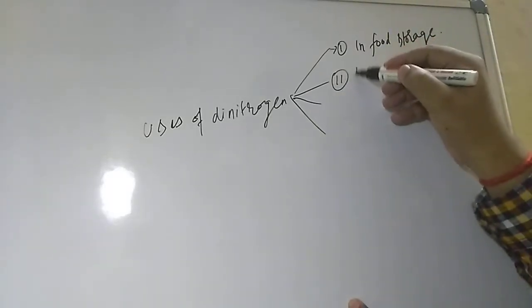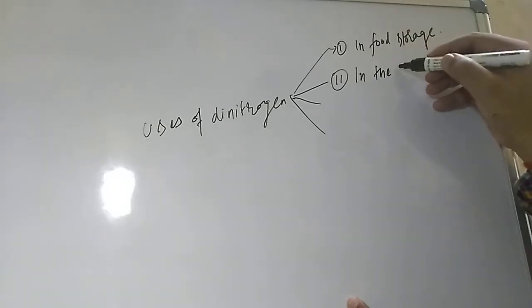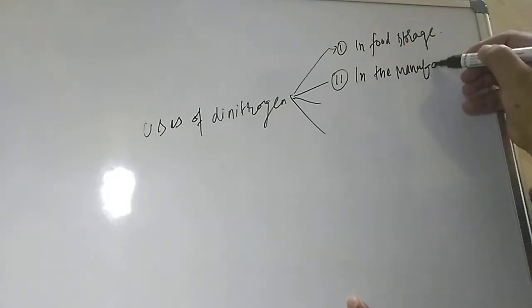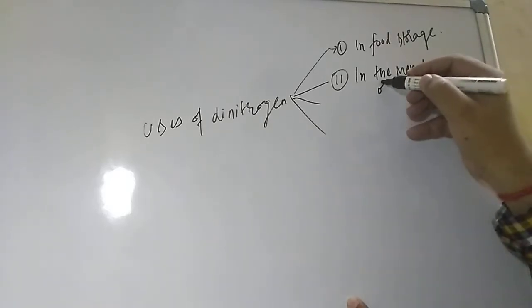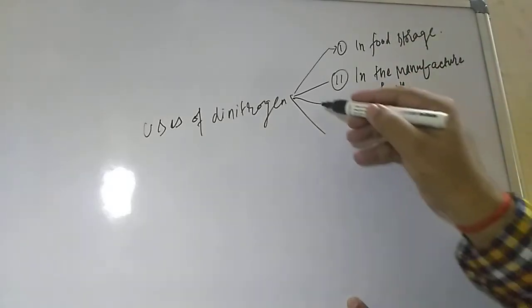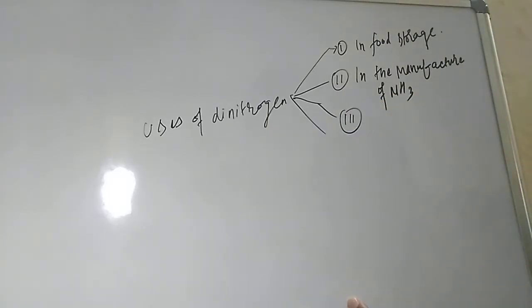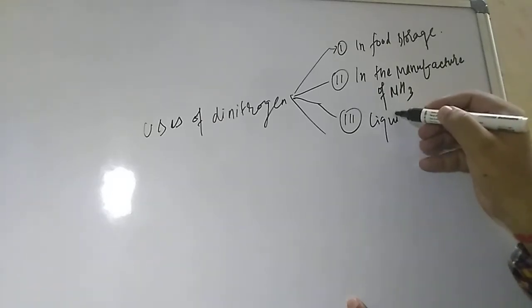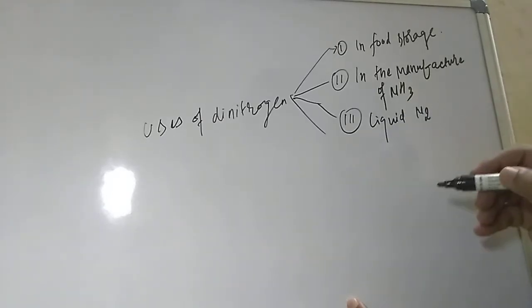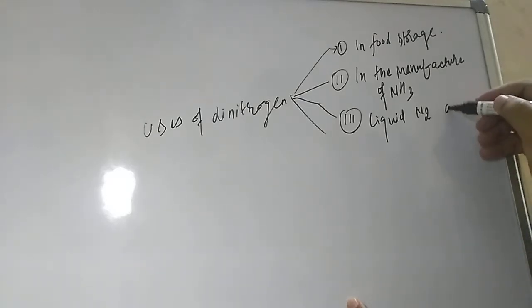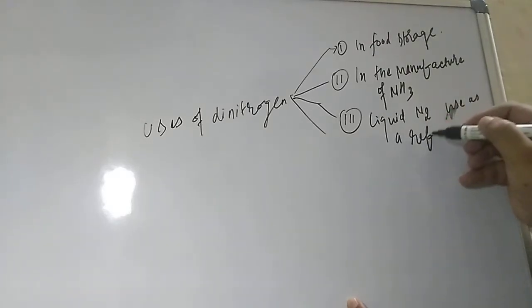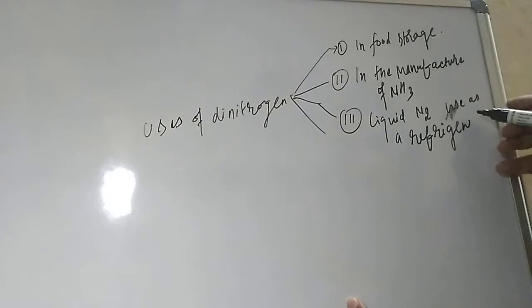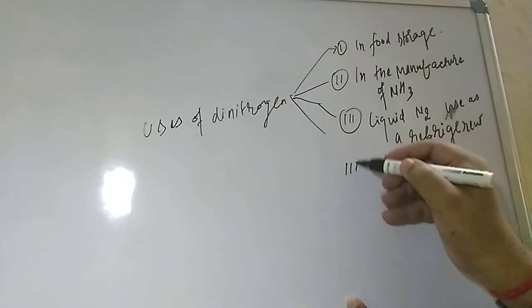Next is in the manufacture of ammonia. This is the second one. Now the third one: liquid N2. Liquid N2 is the cold one, and it is used as a refrigerant.